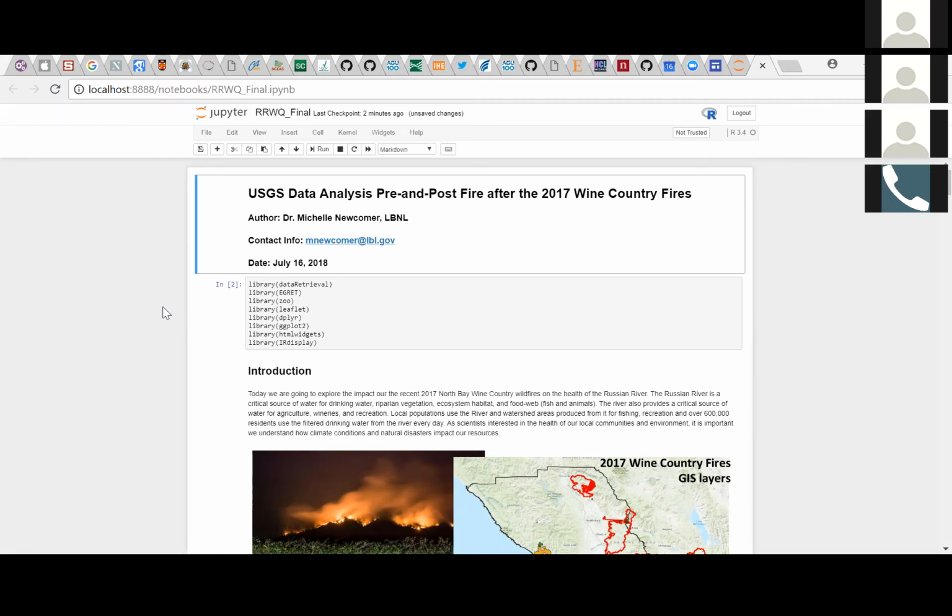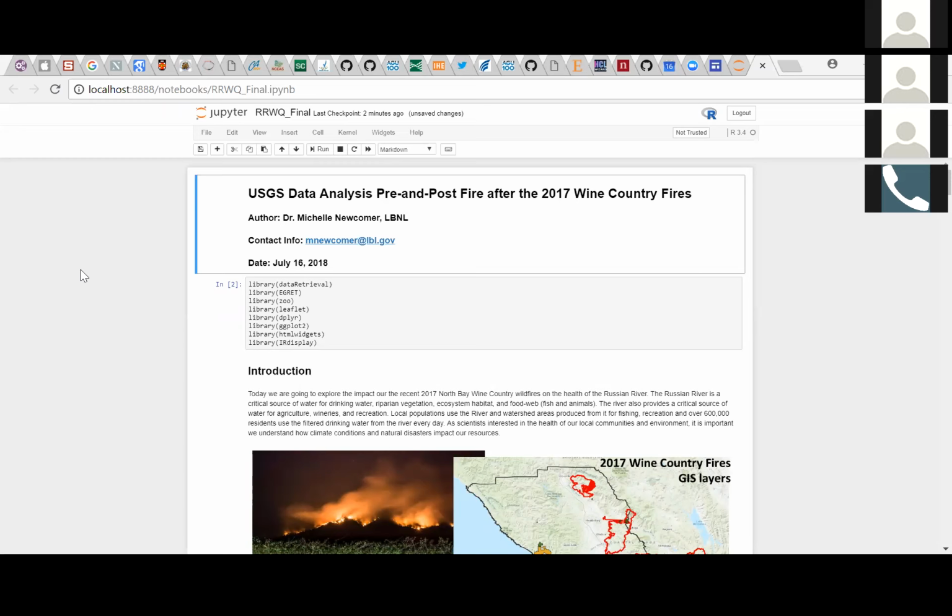And many of you probably remember these fires. They're one of the most devastating fires in the state of California, and they had quite significant impacts to urban and suburban, as well as forested and agricultural land within the area.